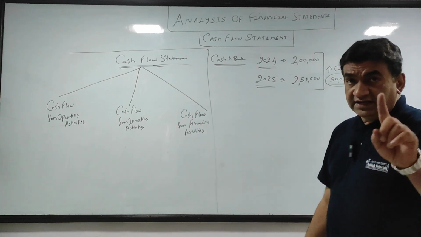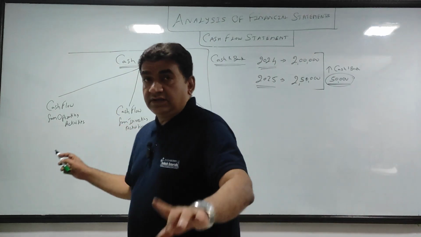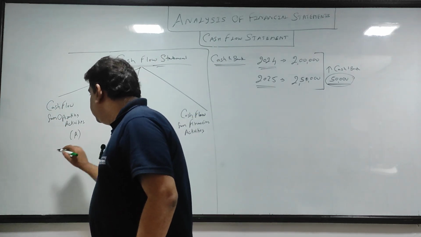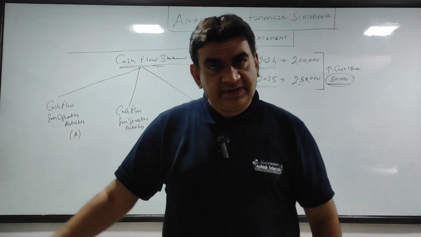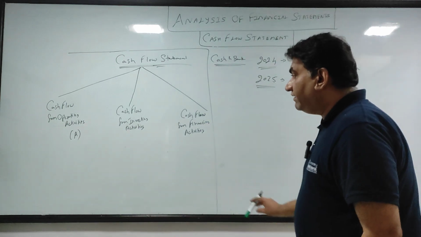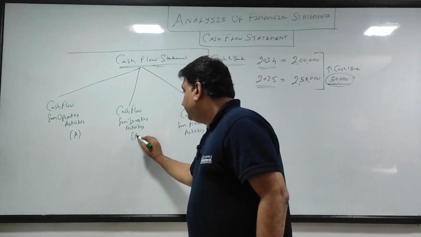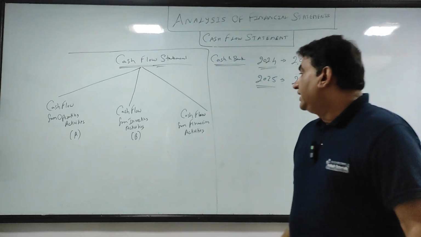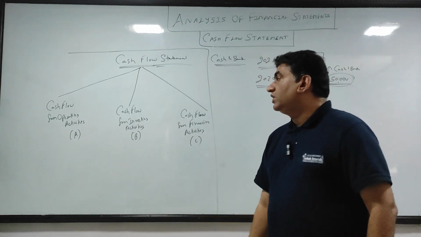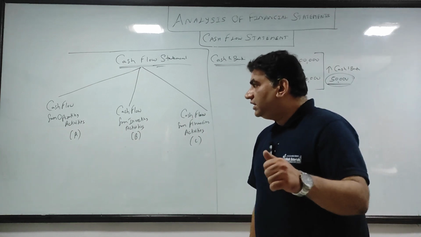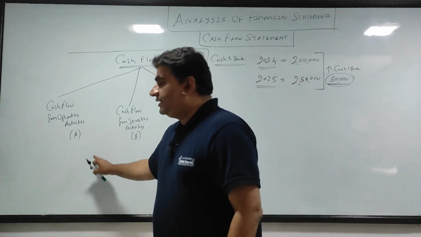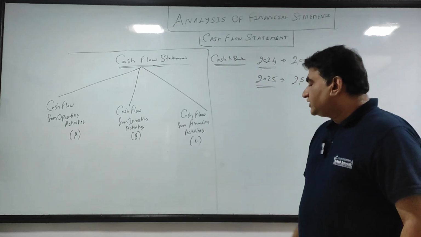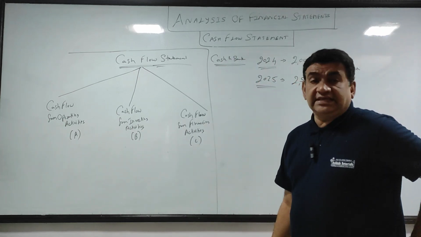Now see, understand this. Whatever is your final answer of operating activities, in the statement we'll call it as A. Statement kaise banega? We will see in some time. Whatever answer you get from investing activities, we will call it as B. Whatever answer you get in financing activities, we will call it as C. So cash from operating activities A, cash from investing activities B, and cash from financing activities C.